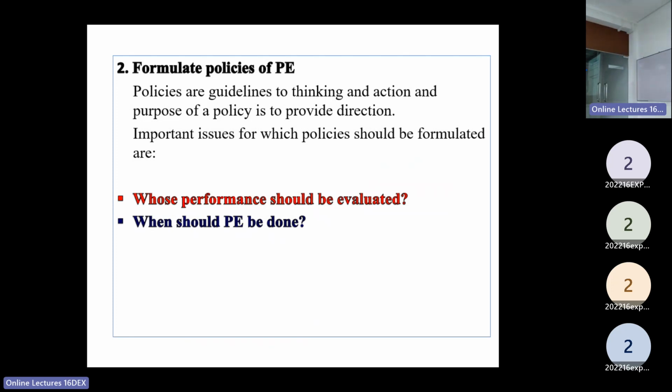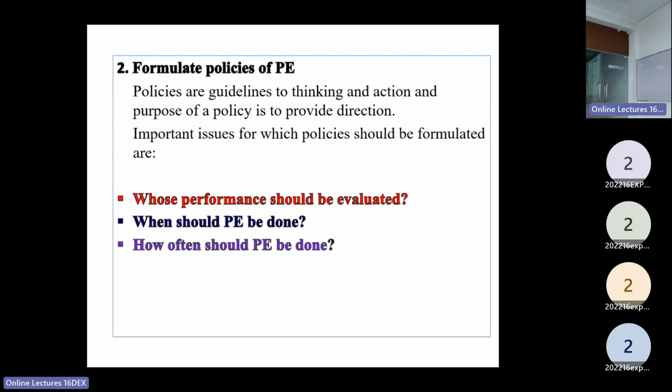Then, when should performance evaluation be done? Is it on a particular date or during a particular time? Is it on the first of April, or 31st of December, or during the first week of August? Understand? So you have to take a decision. That is a policy decision you have to take. That is one of the issues you may face.